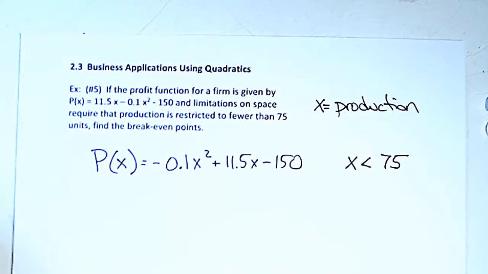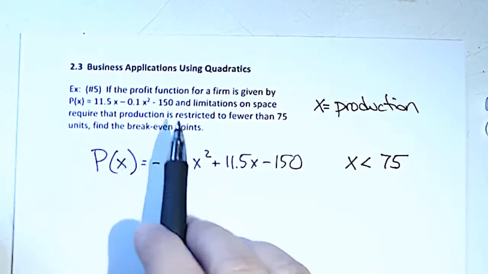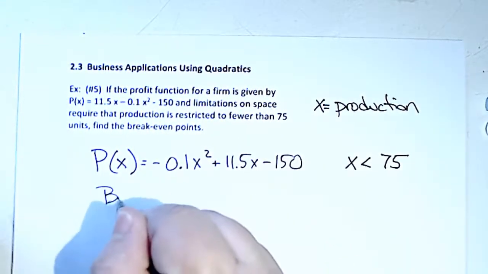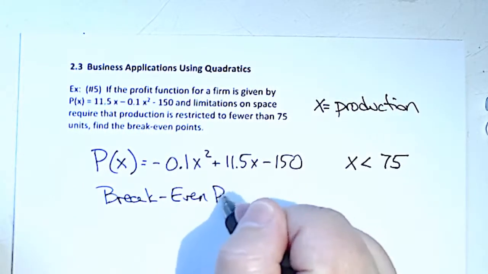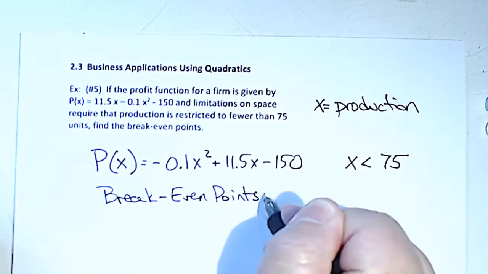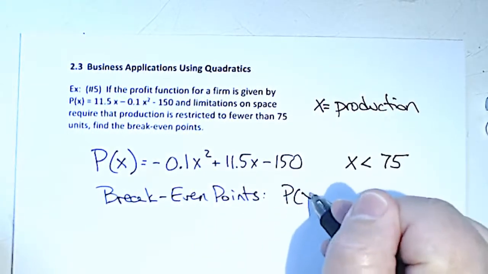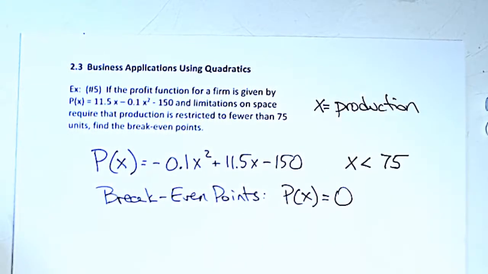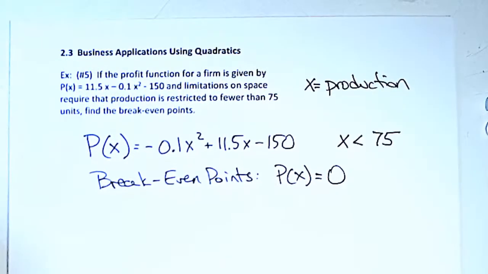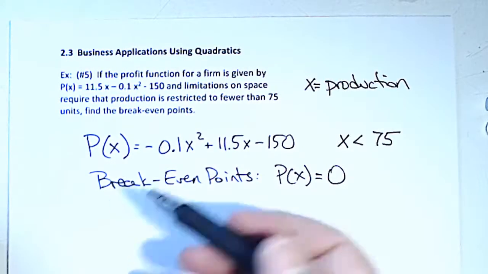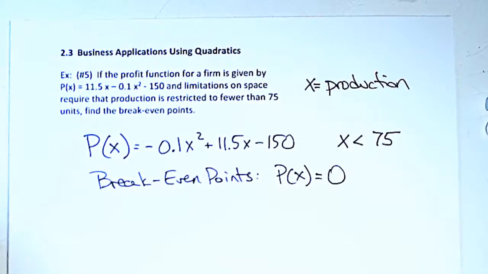Okay, let's see what else it says. Then it says find the break-even points. Remember that break-even points are when you make no profit. So in other words, P of X is 0. You can also talk about break-even points being when revenue equals cost, but since we don't have revenue or cost listed explicitly here, that's not as useful for us.